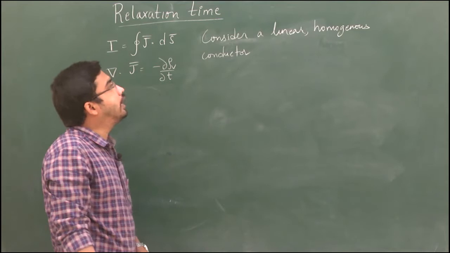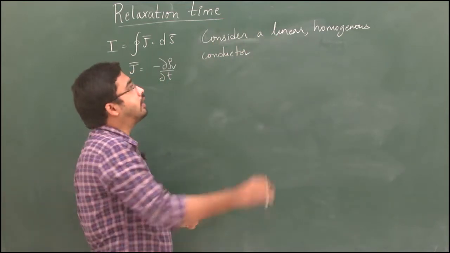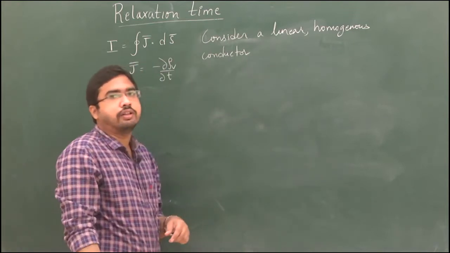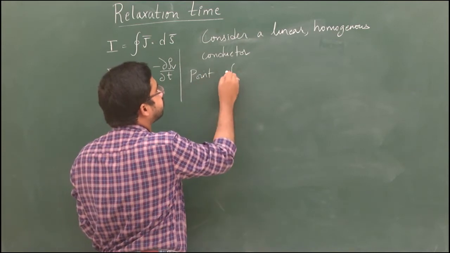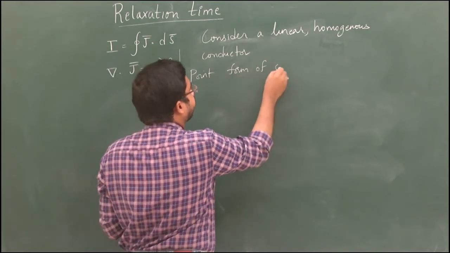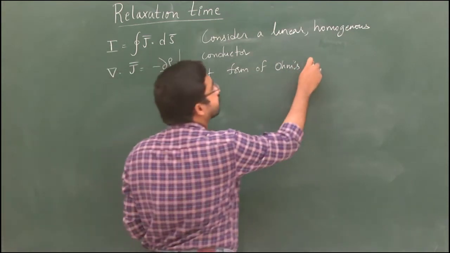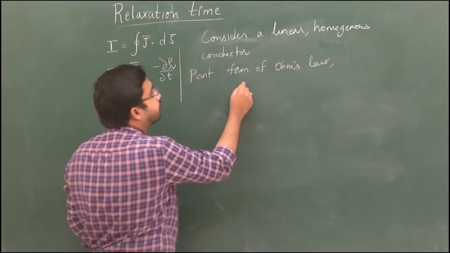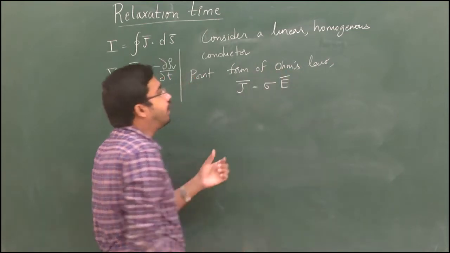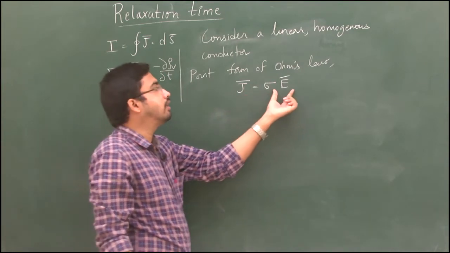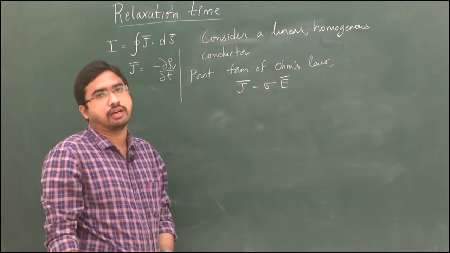So we are assuming a linear homogeneous conductor, and for that conductor we have already derived the point form of Ohm's law. What is the point form of Ohm's law? It is valid for conductors, which we derived in our previous class. So the point form of Ohm's law is J bar equal to sigma E bar, where J bar is the current density, E bar is the electric field intensity, and sigma is the conductivity of that conductor.